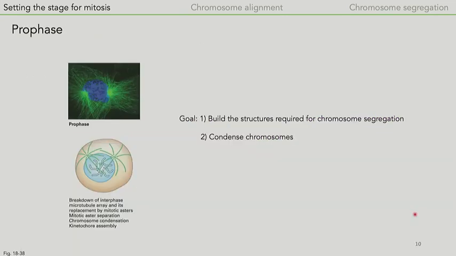So I'm trying to provide as much detail as possible to help you guys remember this material. So the key things that have to happen during prophase are you have to start to build these structures that are going to be used to segregate the chromosomes, and you also have to condense the chromosomes down.